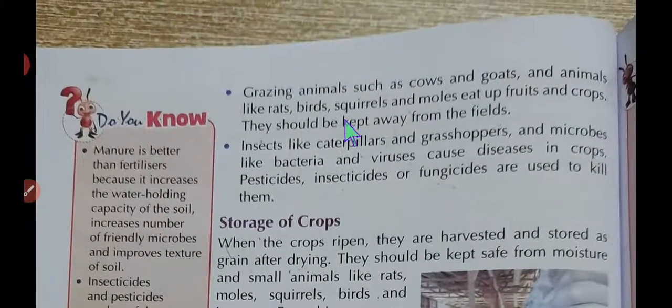Grazing animals such as cows and goats and animals like rats, birds, squirrels and moles eat up fruits and crops. They should be kept away from the fields. Insects like caterpillars and grasshoppers and microbes like bacteria and viruses cause diseases in crops. Pesticides, insecticides, or fungicides are used to kill them.